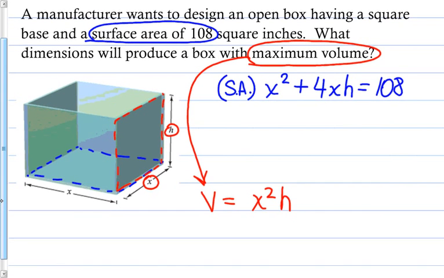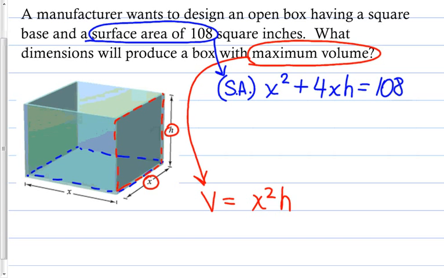Okay, so my primary equation is the volume. My secondary equation is the surface area. I'm going to use the secondary equation to solve for one of the variables, because the whole point of there being 2 equations is that we don't want to work with 2 variables. We want to work with just one.